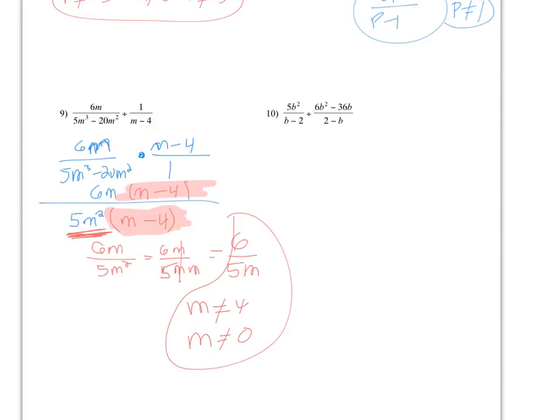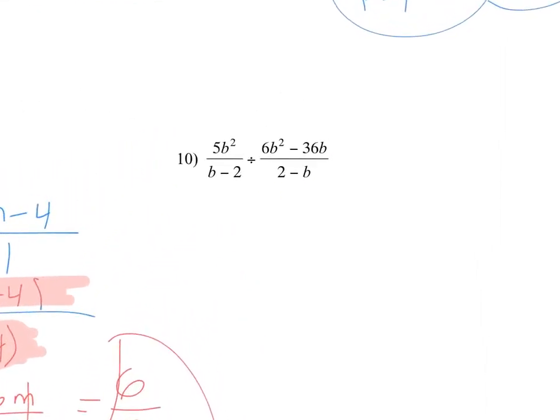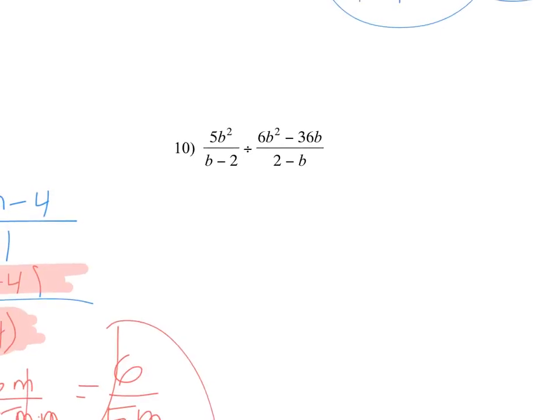So this is the last one. It's very similar to what we've got here as well. There's one trick to it that's kind of an advanced move, but I think you'll see once I do it what's happening. I am going to start with keeping it, changing it, flipping it. So I've got 5b squared over b minus 2 times, change it, and then I'm going to flip it, 2 minus b over 6b squared minus 36b.